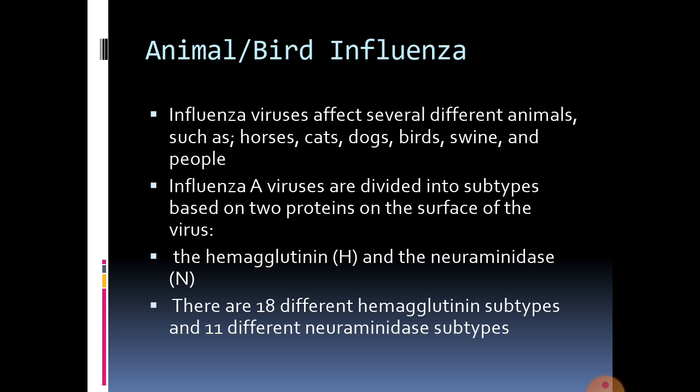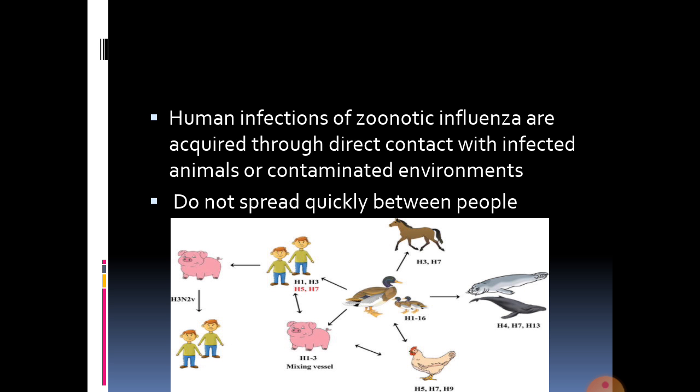Now, animal or bird influenza. Influenza viruses affect several different animals such as horses, cats, dogs, birds, swine and people. Influenza A viruses are divided into subtypes based on 2 proteins on the surfaces of the virus, the hemagglutinin H and the neuraminidase N. There are 18 different hemagglutinin subtypes and 11 different neuraminidase subtypes. Human infections of zoonotic influenza are acquired through direct contact with infected animals or contaminated environments. It does not spread quickly between people.